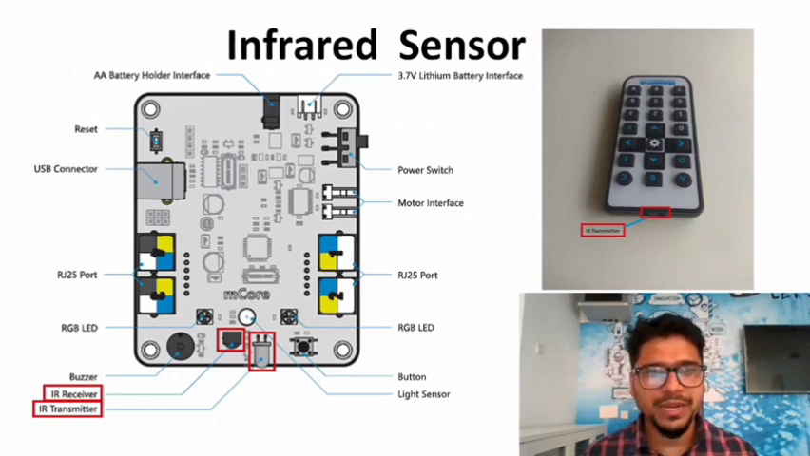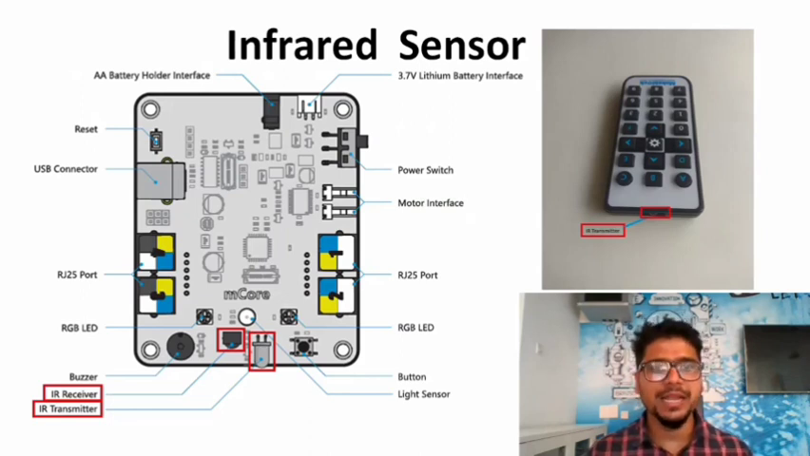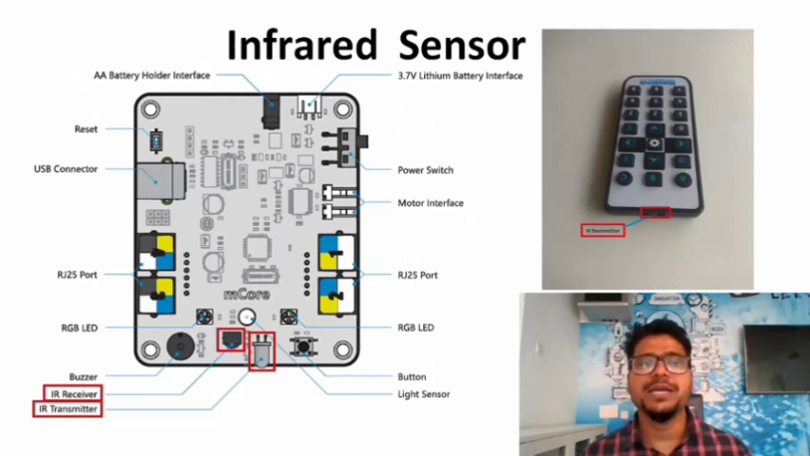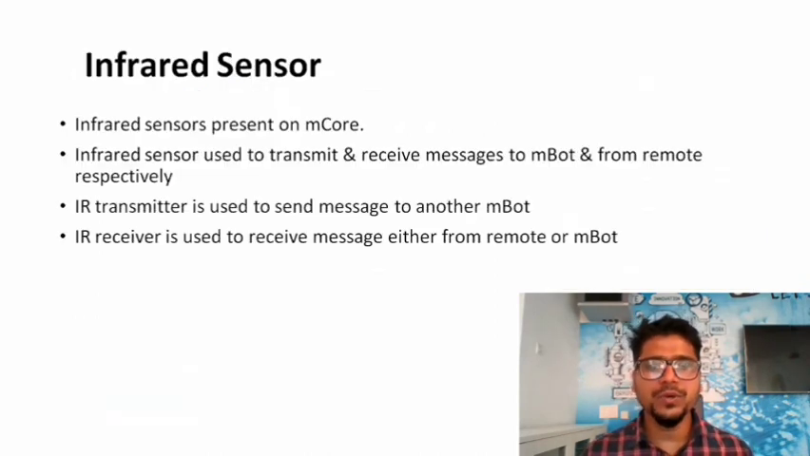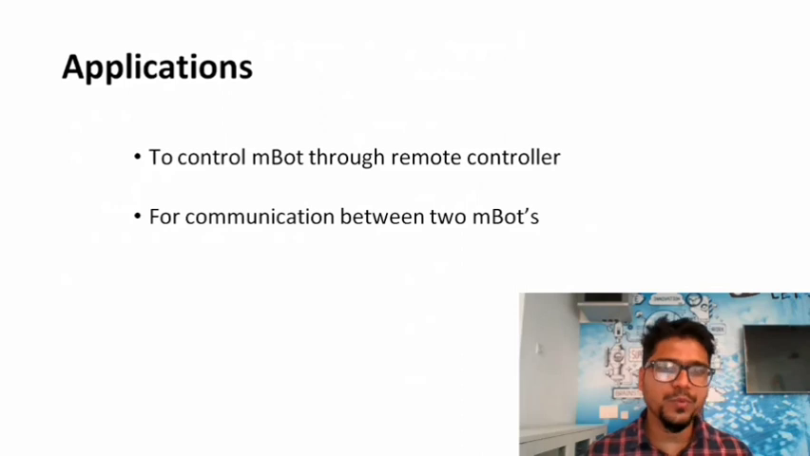With respect to infrared sensor on mBot, which is an educational robot, we are having both IR transmitter and IR receiver on mCore of mBot, which is presented on the left hand side of the screen. An IR transmitter on remote control of mBot. Infrared sensor are used to transmit and receive a message to mBot and from remote respectively. IR transmitter is used to send message to mBot, whereas IR receiver is used to receive message either from remote or from mBot.